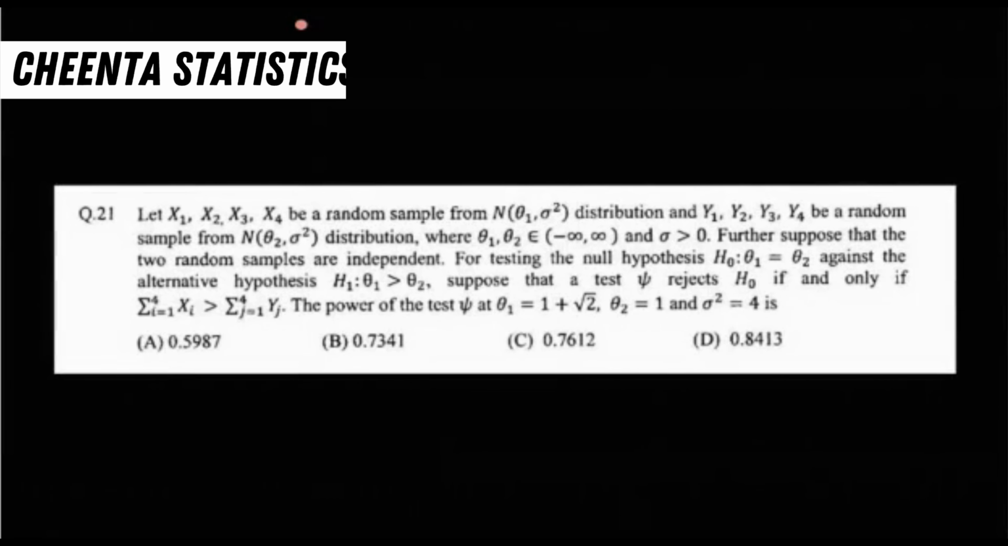Today we are going to solve this problem from IIT JAM MS 2017, problem number 21. The problem says that let x1, x2, x3 and x4 be a random sample from normal theta 1, comma sigma square distribution, and y1, y2, y3, y4 be a random sample from normal theta 2, comma sigma square distribution, where theta 1 and theta 2 are real numbers and sigma is greater than 0. Further, suppose that the two random samples are independent. That means these samples x1 through x4 and y1 through y4 are independent random samples.